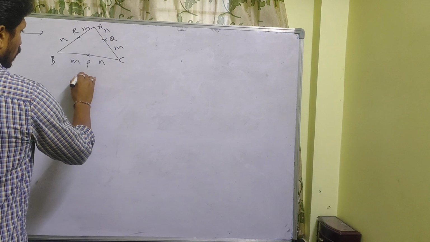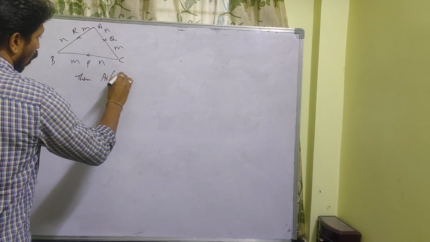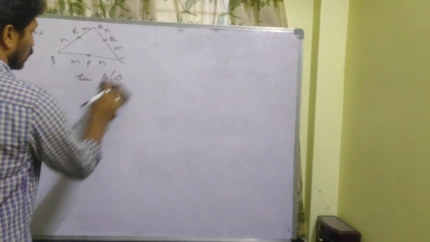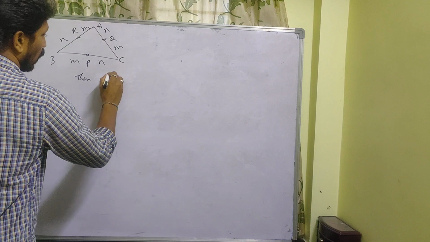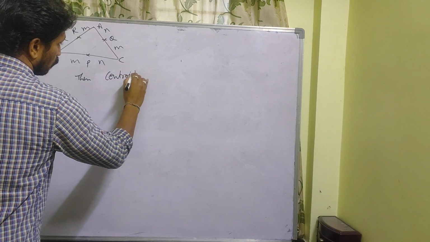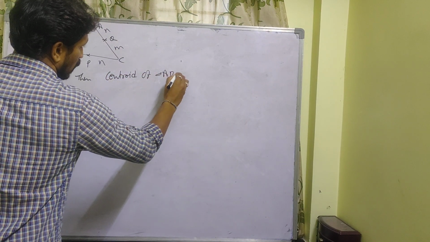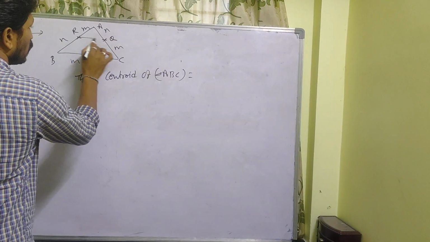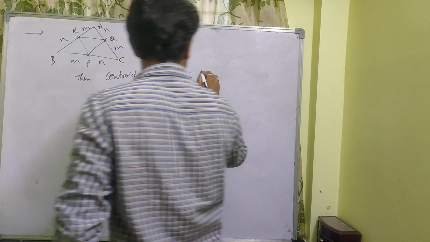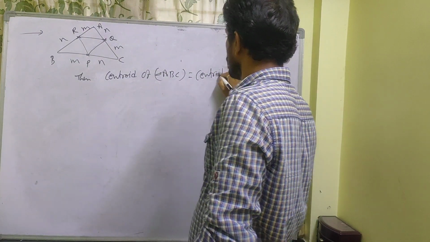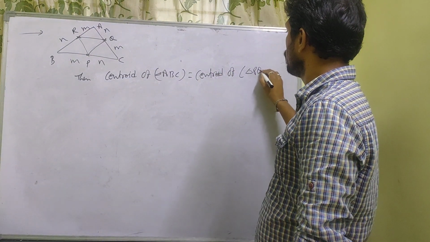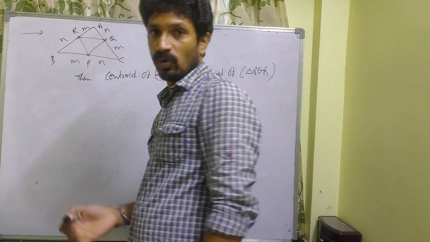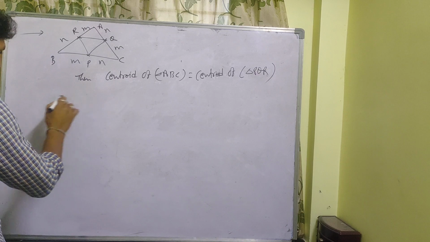Then, sorry, not area, the centroid of triangle ABC is equal to the centroid of this triangle PQR. Centroid of triangle PQR. Just remember, important point. So according to this one, you can conclude one thing.